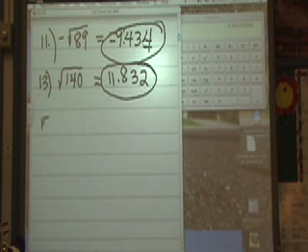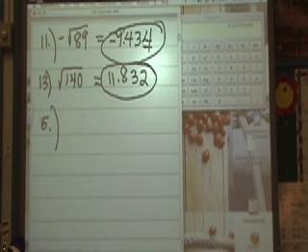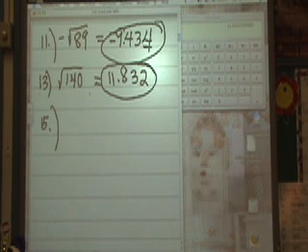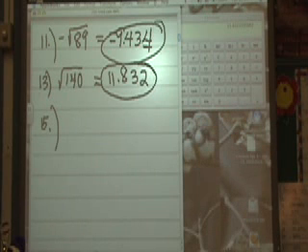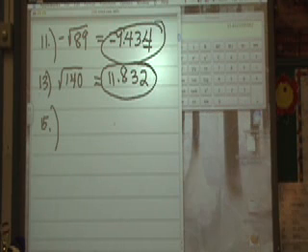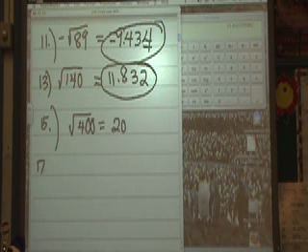For 15 through 22, what do we do there, Marissa? Find the exact square root if possible. Otherwise, approximate the square root to the nearest thousandth. Okay, so if it's a perfect square, that's what they mean by exact. The square root of 400 is a perfect square. What is it, without a calculator? It is 20. 20 times 20 is 400.